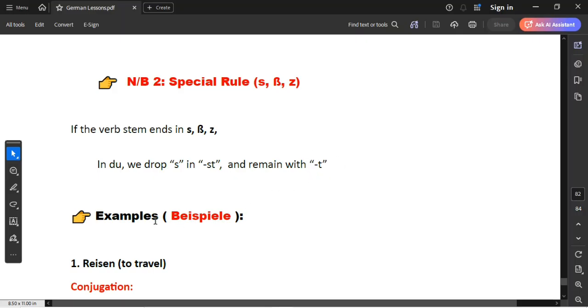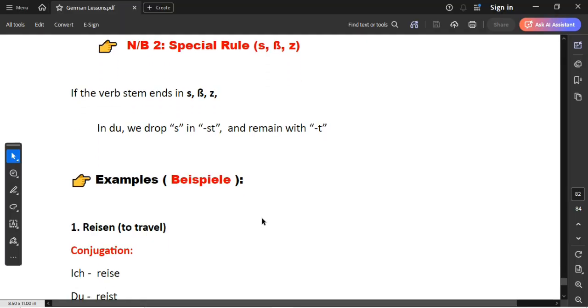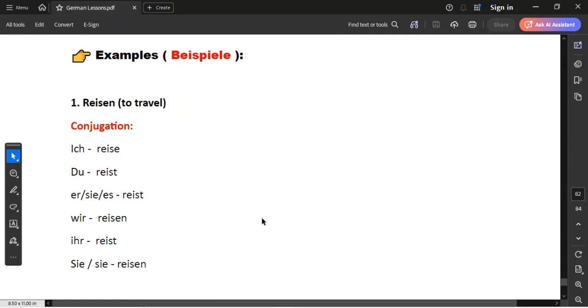So for better understanding, let us look at the verbs that have their verb stem ending with s, ß, and z. So examples, that is Beispiel. The first one we have reisen, which means to travel, and the conjugation is ich reise. Ich reise. So that is going to remain the same. Du, remember in du we are adding st, but in this case it will be du reist. We are adding only t.